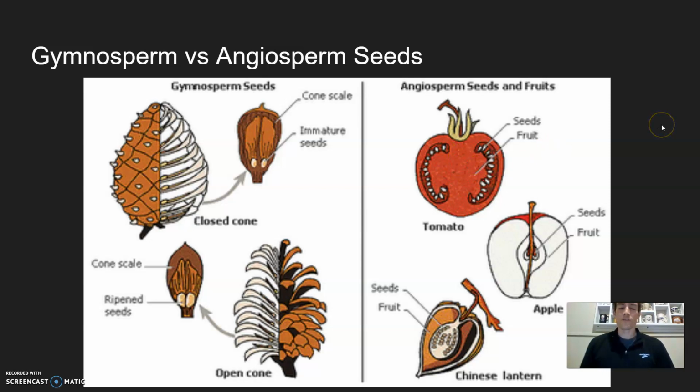So that's just a quick run through of the vascular plant groups, and we will talk more about these in class. Remember that you should be filling in your note sheet with this information.